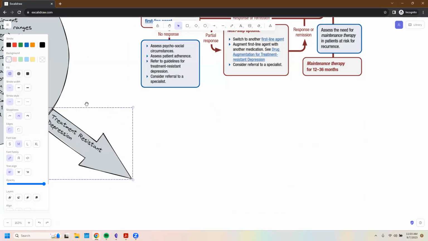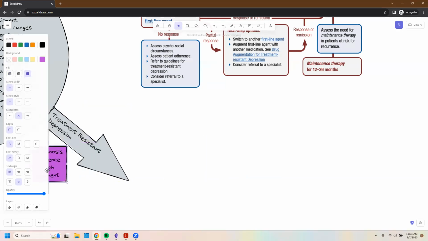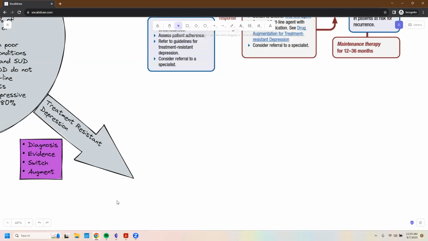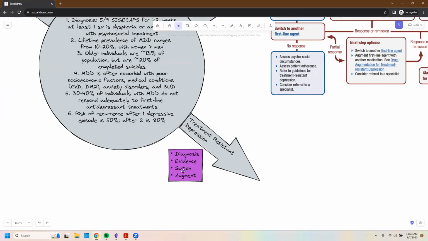Okay, so the outline for this section, I'm going to talk about the diagnosis of treatment-resistant depression, the evidence for it, and then your switching and augmenting strategies.